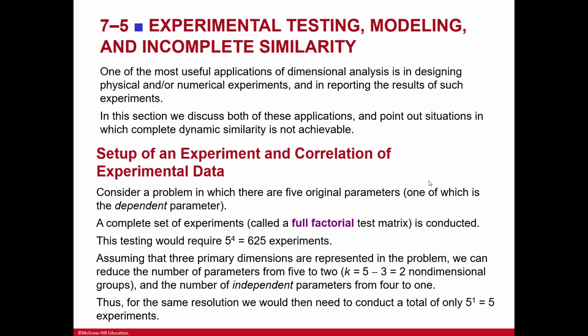So, the setup of an experiment and correlation of experimental data. If we consider a problem in which there are 5 original parameters, one of which is a dependent parameter, a complete set of experiments called a full factorial test matrix is included. This testing would be 5 to the power of 4, which is 625 experiments. We talked about how they run many, many experiments, and this is how you can calculate how many to run. If you're wondering how many you should run, you can do a full factorial test matrix. So you have 5 original parameters, and 1 is a dependent parameter, so that's 5 to the power of 4. They're saying do a test matrix of 625 experiments.